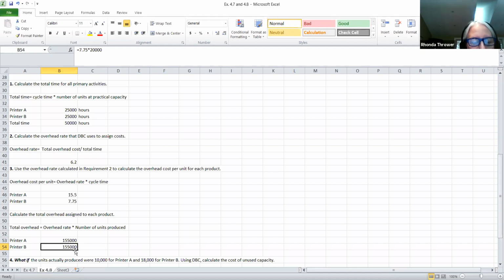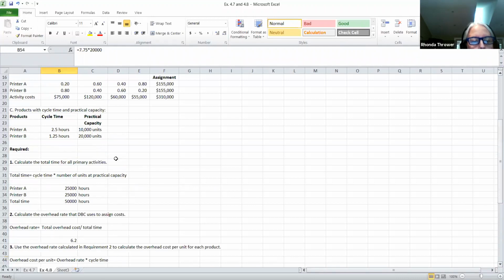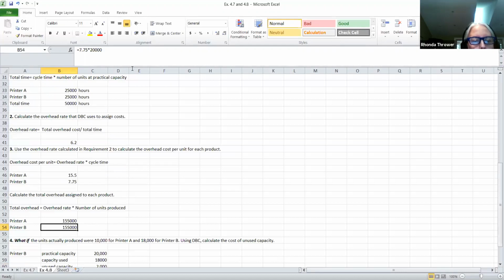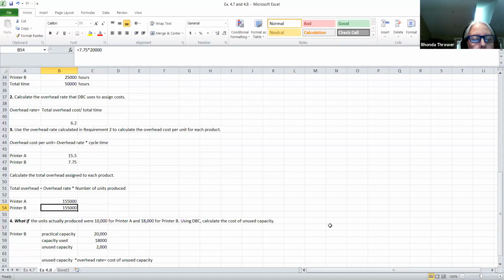For B, we would take the overhead cost per unit, which is $7.75. We would multiply it by the number of units produced. And the number of units produced of printer B was 20,000 units. So 7.75 times 20,000 is 155,000 as the overhead cost of printer B.